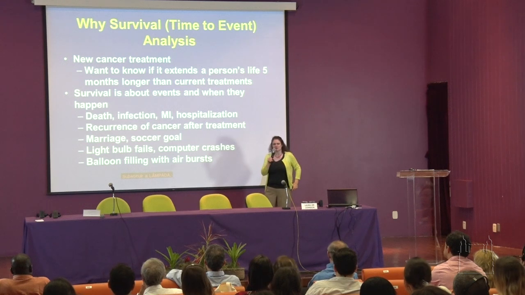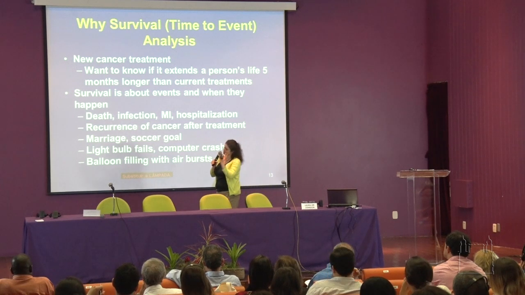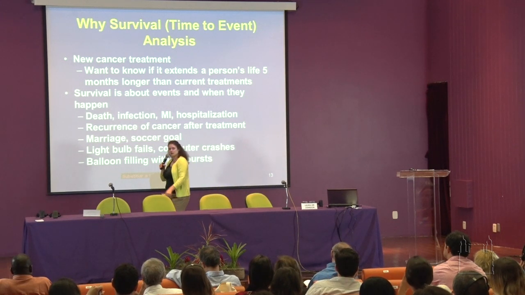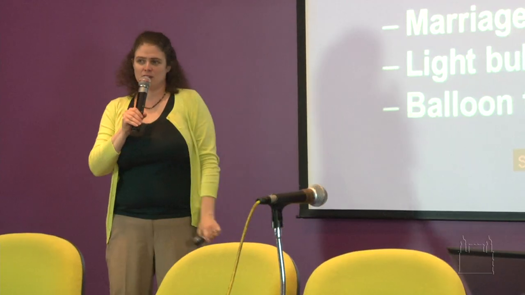It can also be something that can happen many, many times. I can look at marriage. You may never get married. You could be married 7 times. Lots of things that can happen there. Soccer goals, same thing. So you can have recurrent events that may in fact never occur. Light bulbs failing, computer crashes.